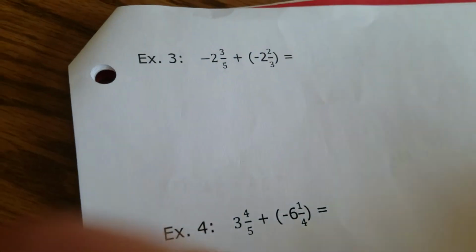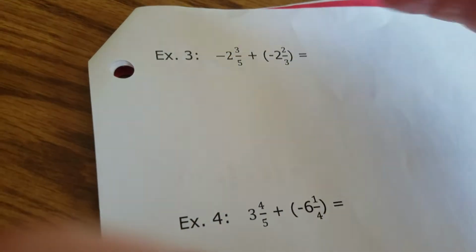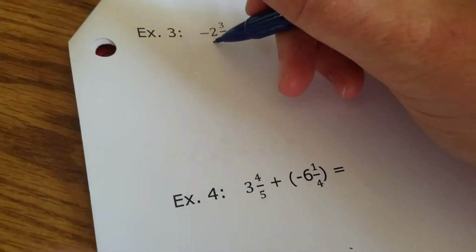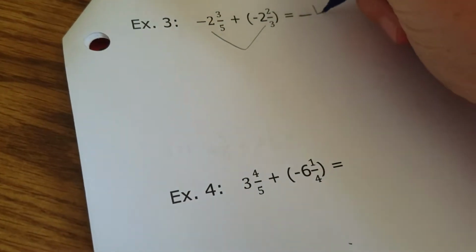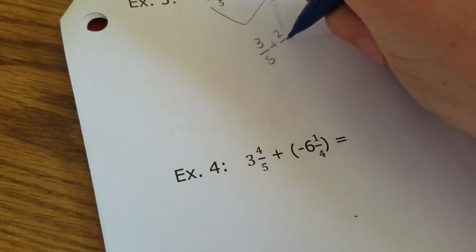Flipping over here to this scenario, we now have mixed numbers. We're going to see that too. A negative plus a negative. They're going to just add the numbers and keep that negative together. So -2 and -2 is going to give me a -4. And then I have 3/5 plus 2/3.